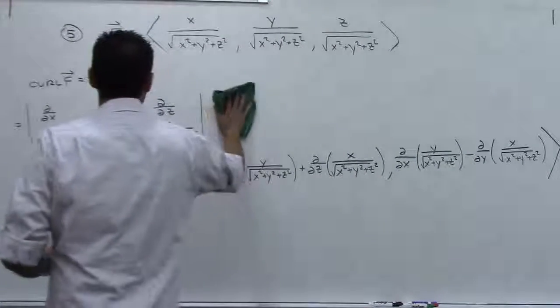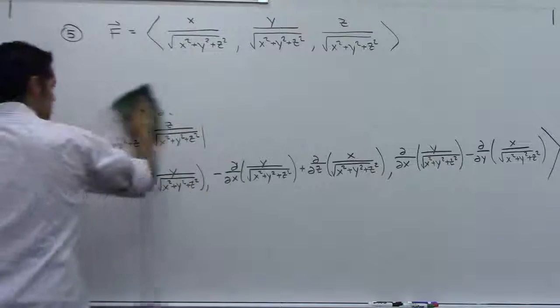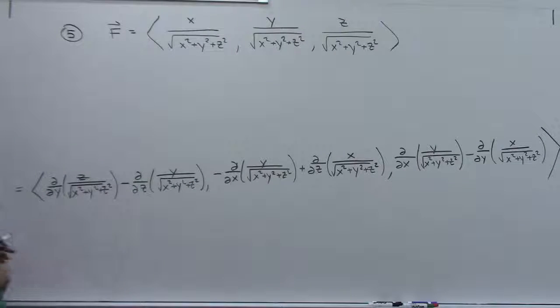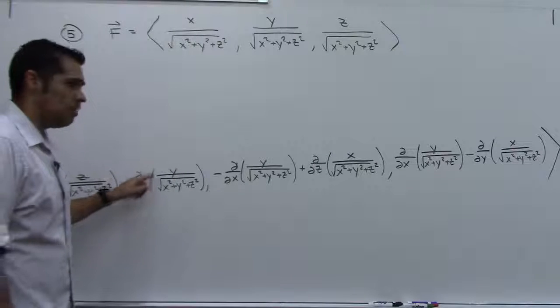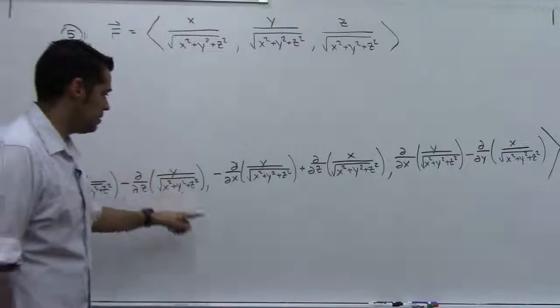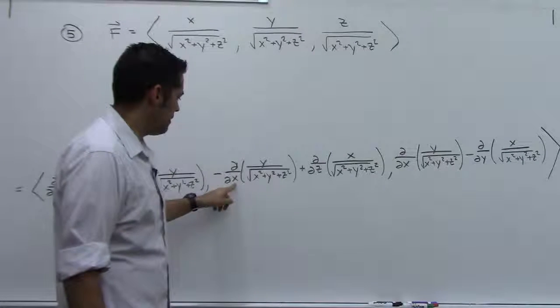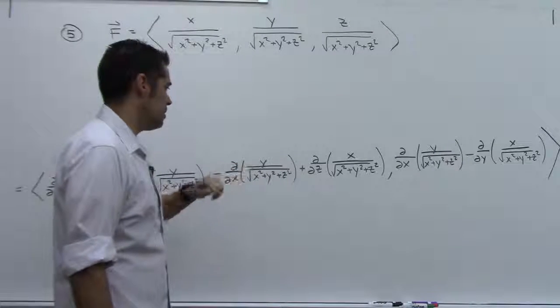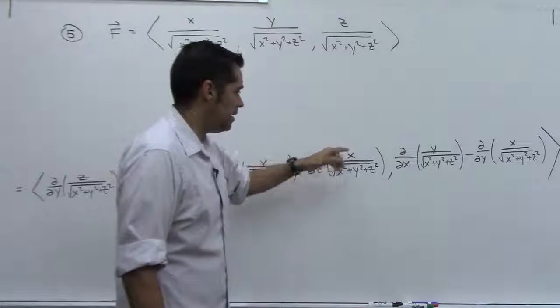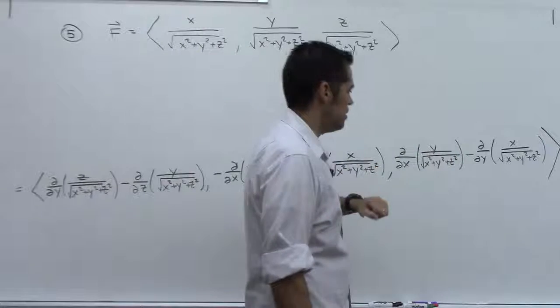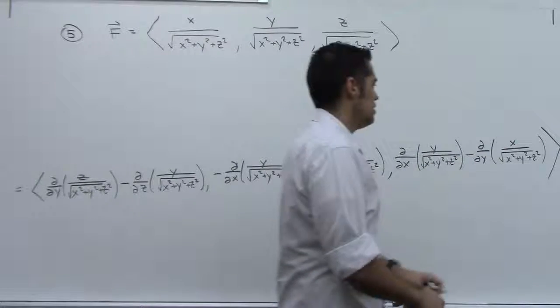And to do these, I just want to show you something. With all of these, when I'm doing the partials, here it's with respect to y, I have a z on top, which is going to be treated like a constant. Partial with respect to z, I have a y on top, which is going to be treated like a constant. Partial with respect to x, and then a y on top, so y is going to be treated like a constant. Z and x, so x is a constant. X and y, so y is a constant. Y and x, so x is a constant.